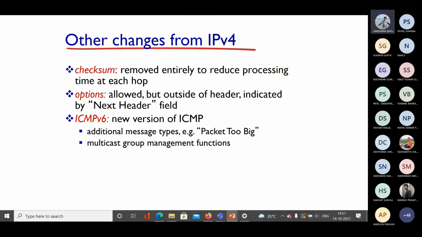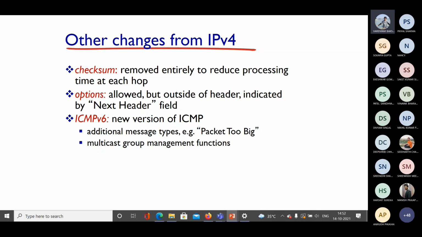Now, what are the other changes that we have apart from these header changes in IPv6? One is checksum. Checksum is not there in case of IPv6. In order to reduce the processing, we do not have the checksum part. Then the options part is also not there. If you remember, in the IPv4 header, we have the options part, but that is basically replaced by this next header field.